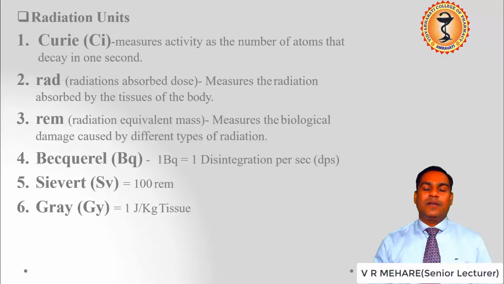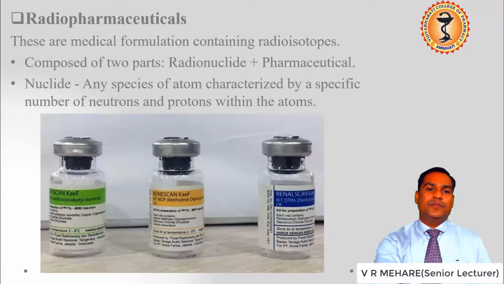Next is becquerel. It is represented by capital B and small q, that is Bq. 1 Bq, that is 1 becquerel, is equal to 1 disintegration per second, DPS. Next unit is sievert. It is represented by capital S and small v. 1 sievert is equal to 100 REM. Next is Gray, represented by capital G and small y. 1 Gray is equal to 1 joule per kg. These are the radiation units.